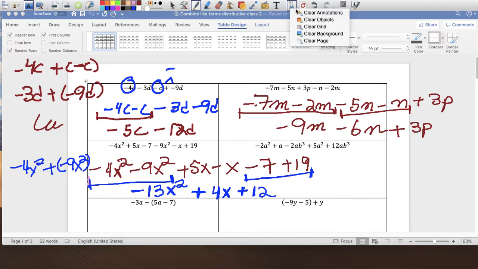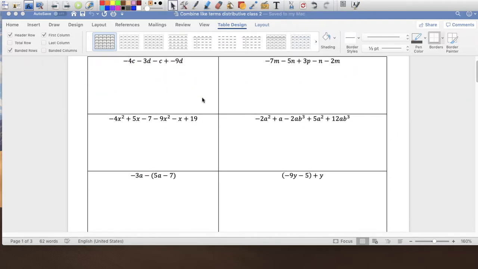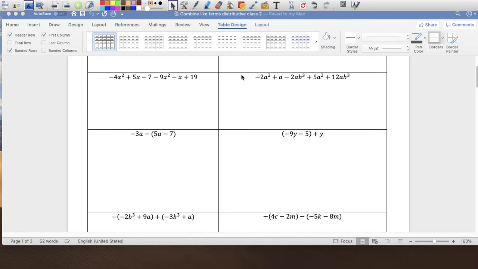Okay. And I'm going to skip around. I'm not going to do all of them, but these two I will do because that's what I gave you a little problem. The 3a is not going to be multiplied by the terms inside because it's not outside the parentheses.